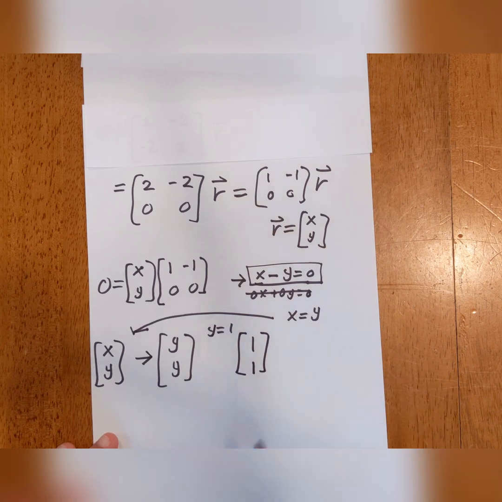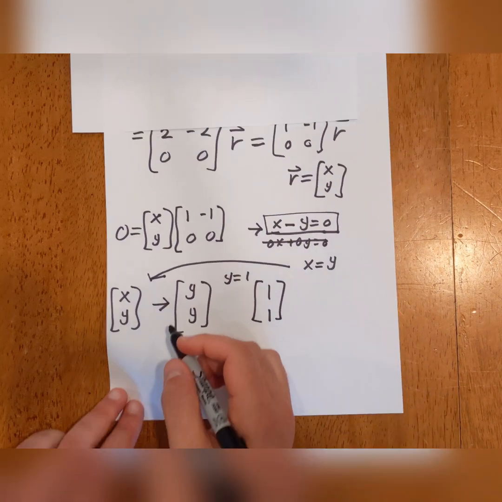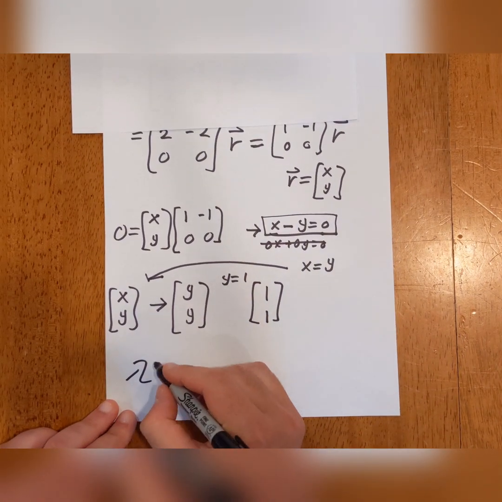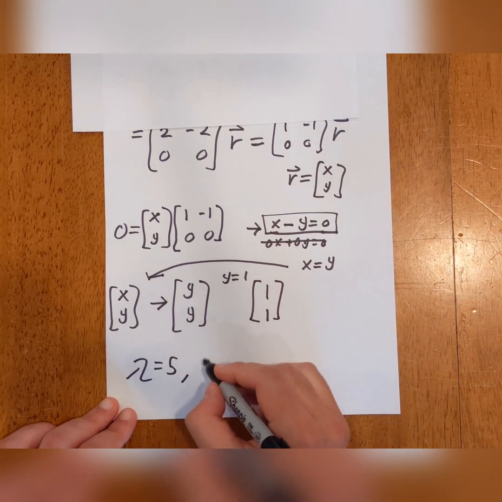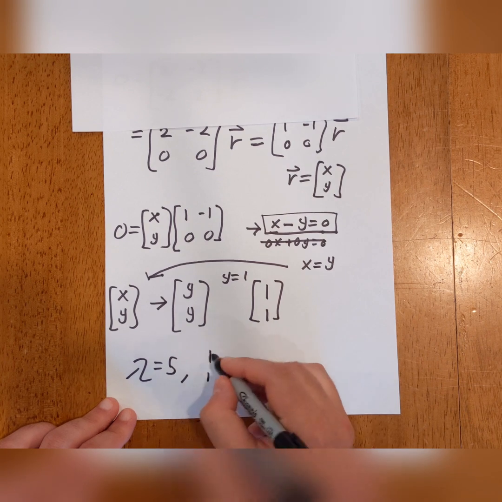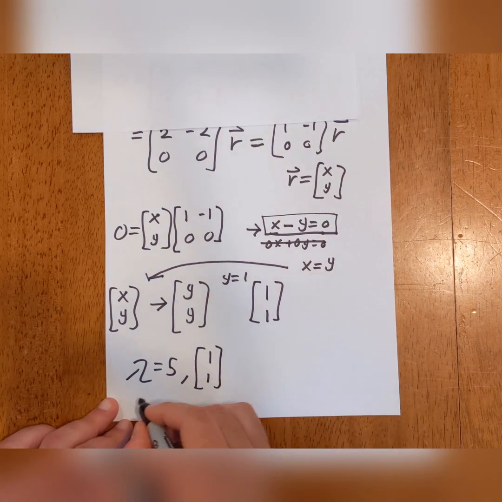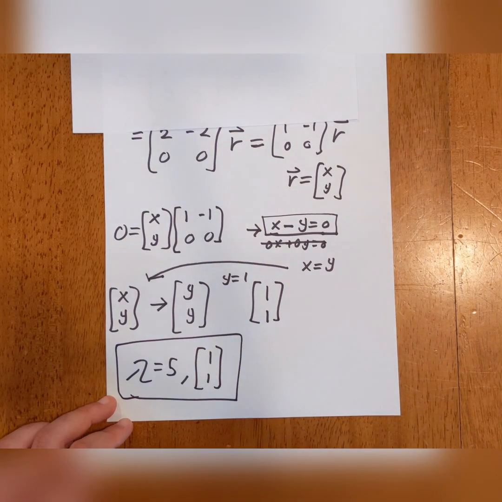And have our simple eigenvector of 1, 1. So to summarize, the lambda equals 5 value has the eigenvector associated with it of 1, 1. This technique for finding our eigenvectors can be applied to any type of problem as long as you have your eigenvalues in the beginning. Thanks for watching.